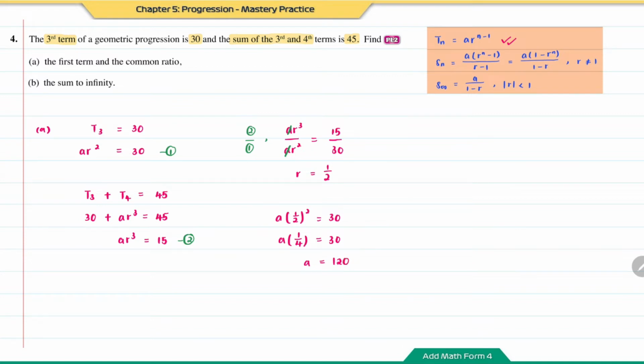Now for question B, the sum to infinity, we're going to refer to this formula. So the A is 120. The R is 1 over 2. So substitute into the formula and solve this, and the answer is 240.